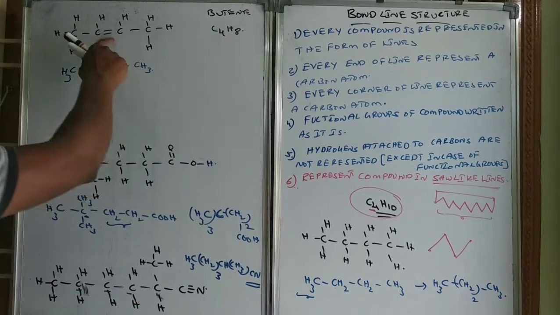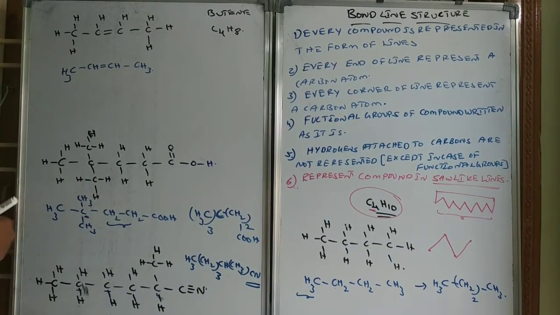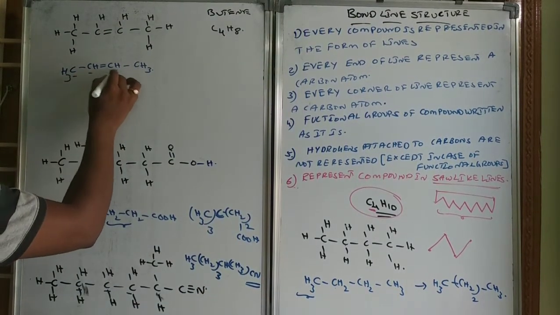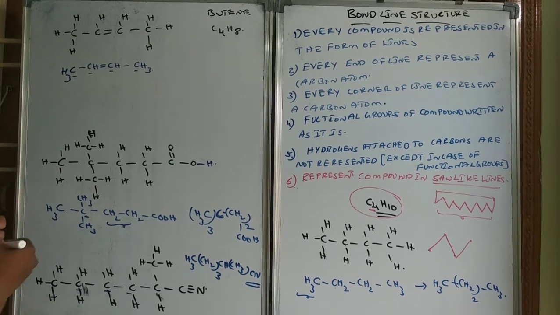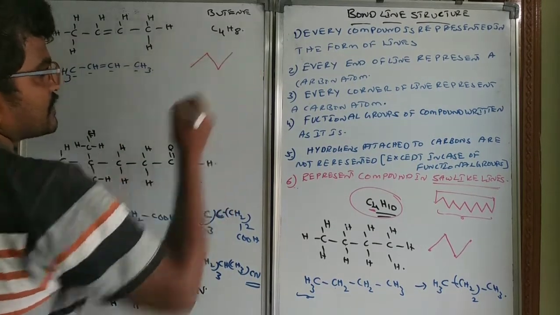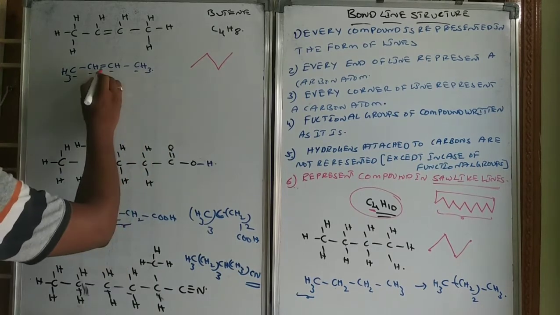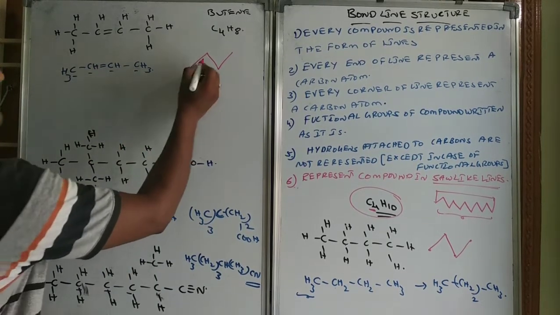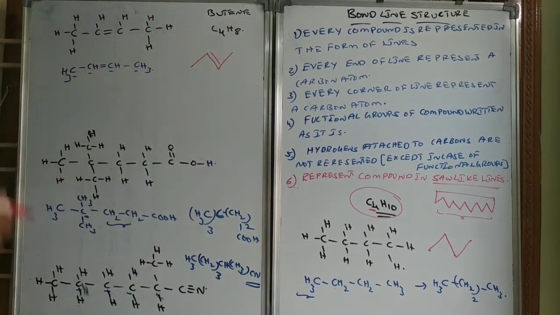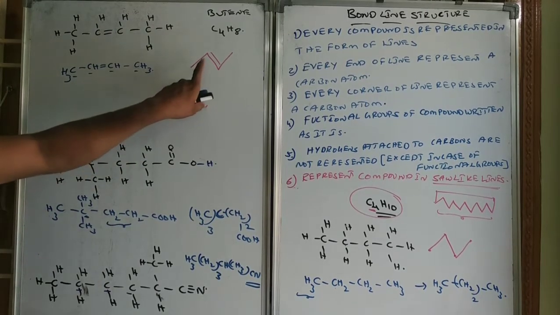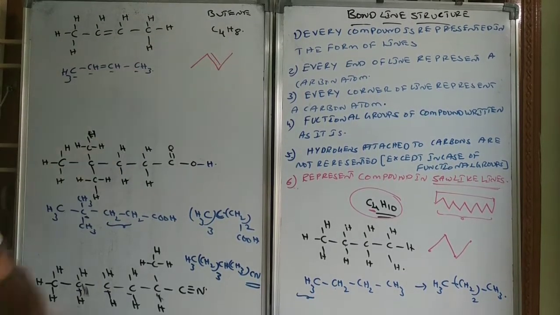Let us come to this one. How many carbons are in the main chain? 1, 2, 3, 4 carbons are there. So 4 carbons means you can represent it like this. Here a double bond is present on the second carbon. You can represent it like this. Here CH3, CH, CH, CH3 will come.